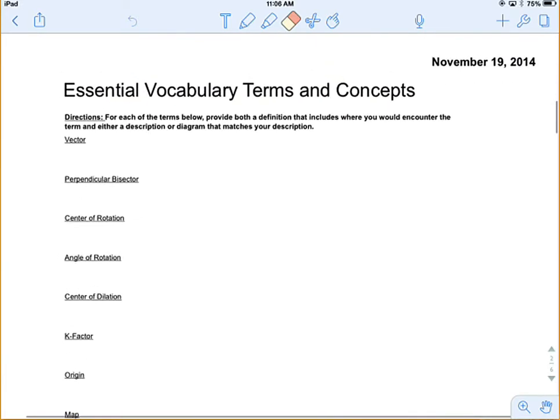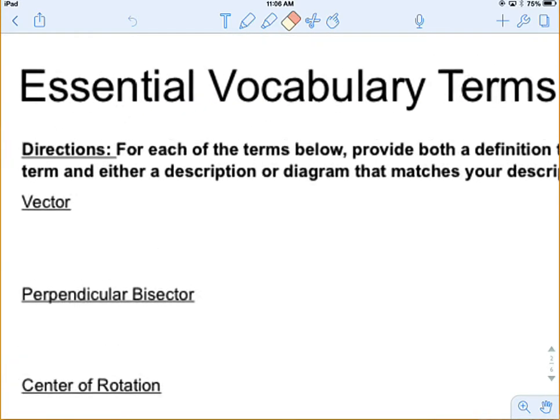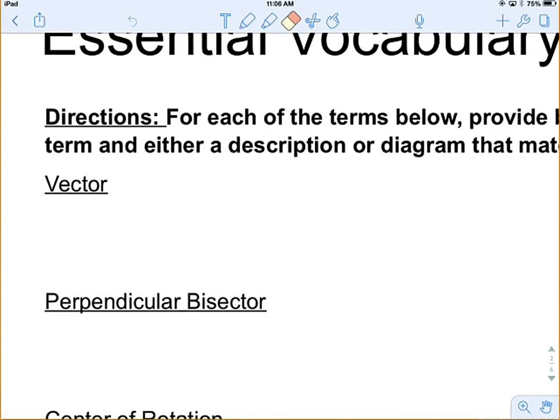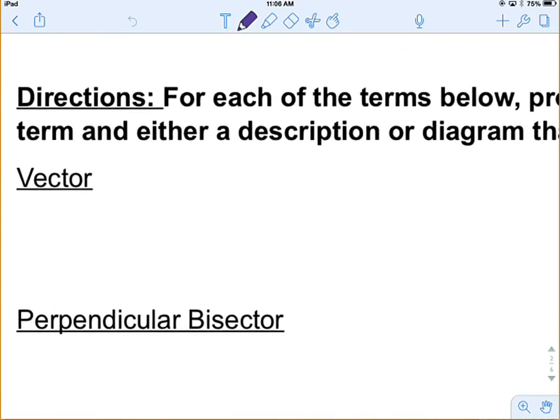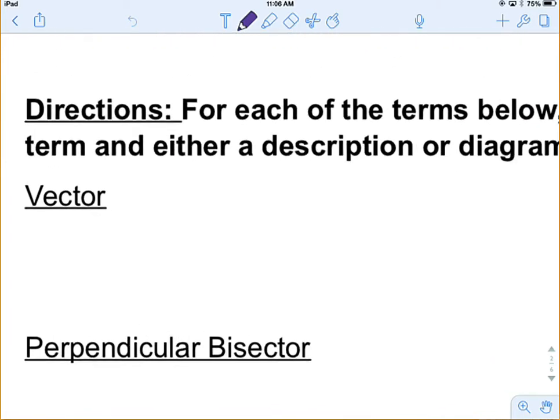So the first part, let's talk about some vocabulary, terms, and concepts. These are just vocabulary we were using while we were talking about these transformations. So it's worth it to go through, make sure you understand what each one means, what it looks like, and where you use it. So that's what we're going to talk about.